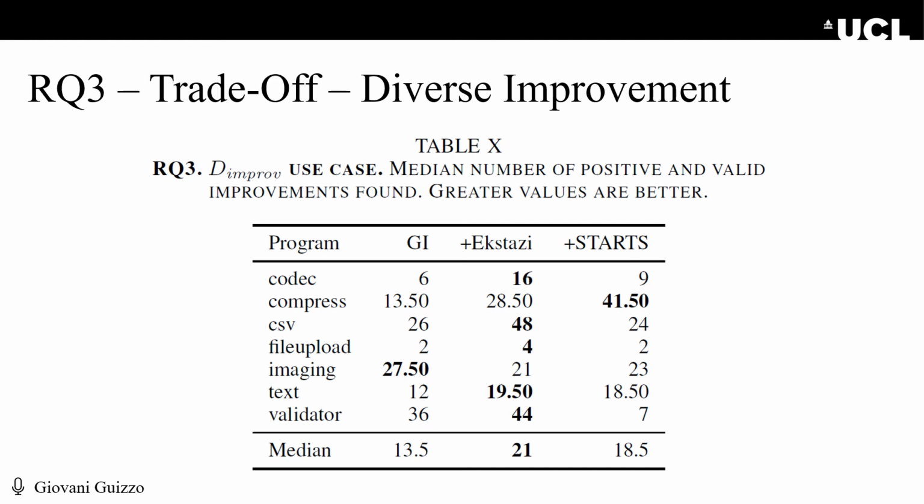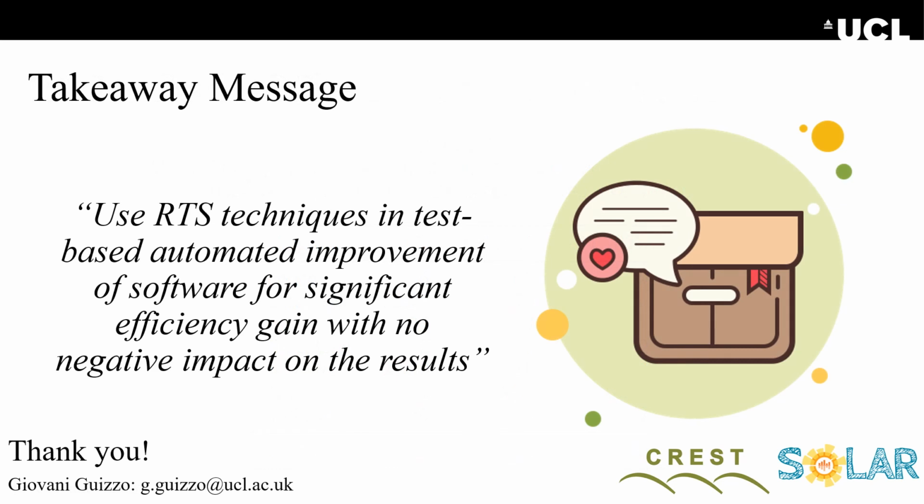All in all, in most of the cases considered, 19 out of 21 comparisons, using GI with RTS provides better results than traditional GI without RTS. You can find more and better patches, and considerably quicker than GI without RTS. So, the takeaway message here is: use RTS techniques in test-based automated improvement of software for significant efficiency gain with no negative impact on the results.